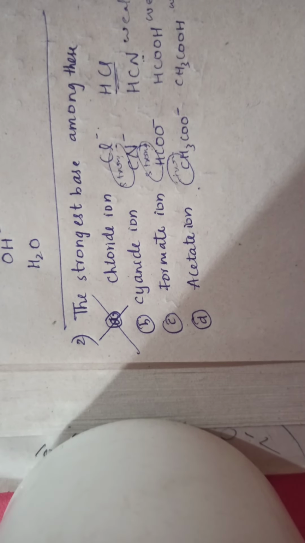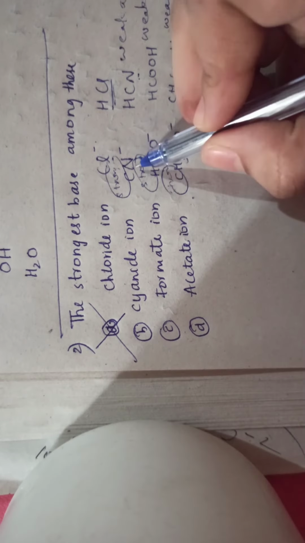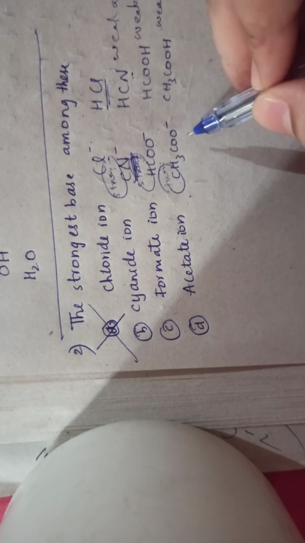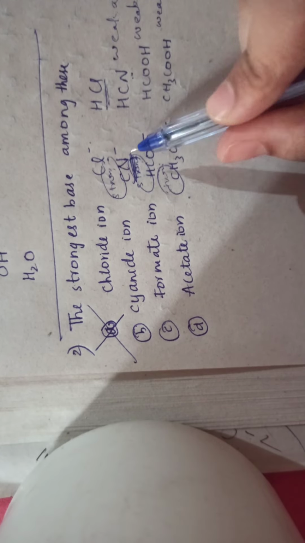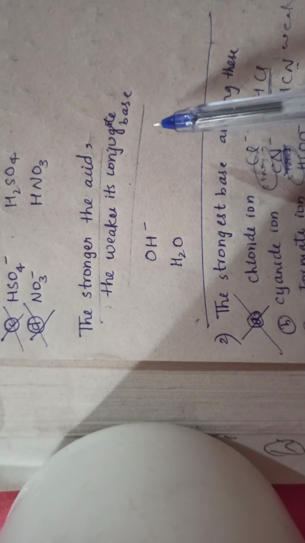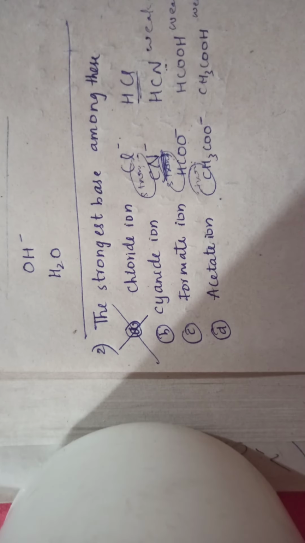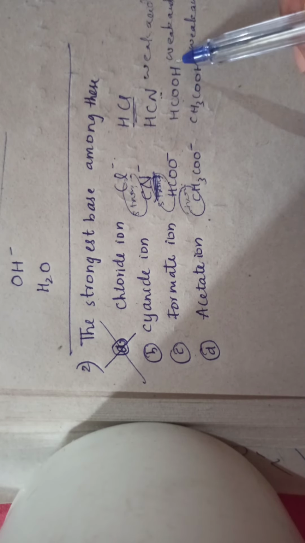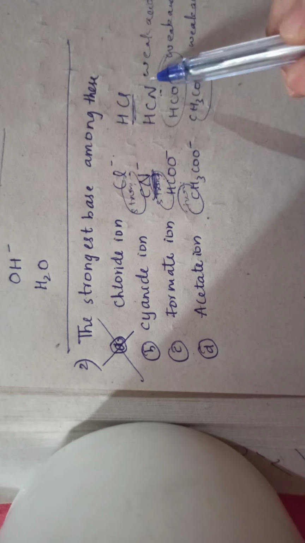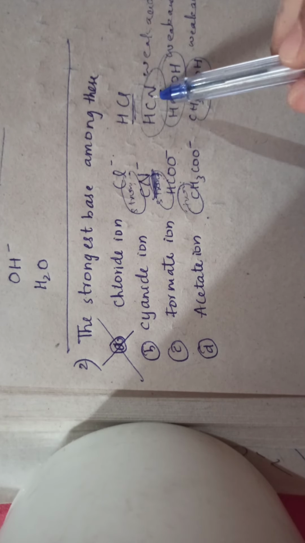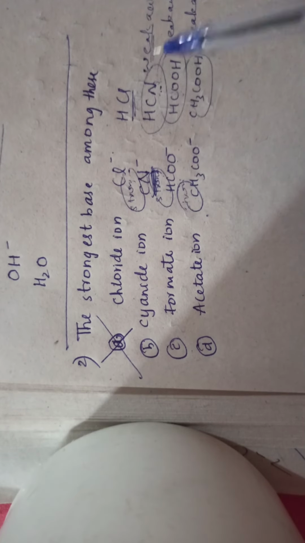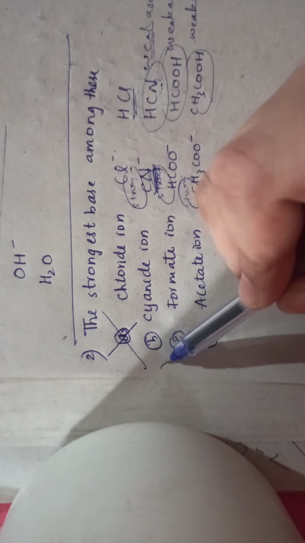But remember, guys, which is the weakest acid? The weakest acid is HCN. It's weaker than HCOOH or CH3COOH. So therefore its base, CN minus, is considered the strongest, because I already told you, the stronger the acid, the weaker its conjugate base. So the weakest acid, strongest base. Now, so this is the correct option.